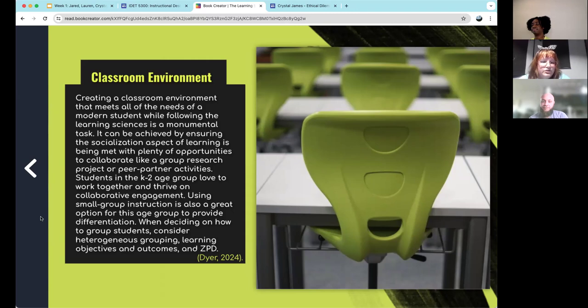Students in the K-2 age group love to work together and they thrive on that collaborative engagement. So using small group instruction is also a great option for this age group to provide differentiation. When deciding on how to group students, consider heterogeneous grouping, learning objectives and outcome, and that zone of proximal development.